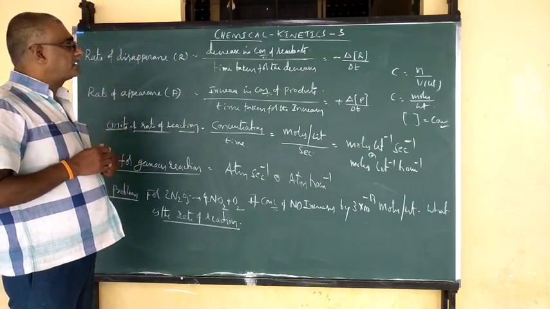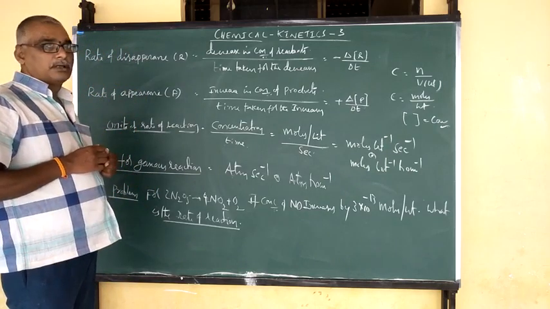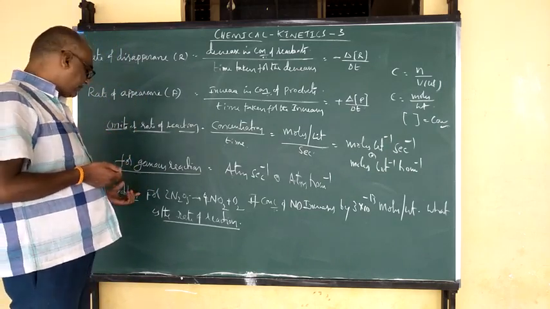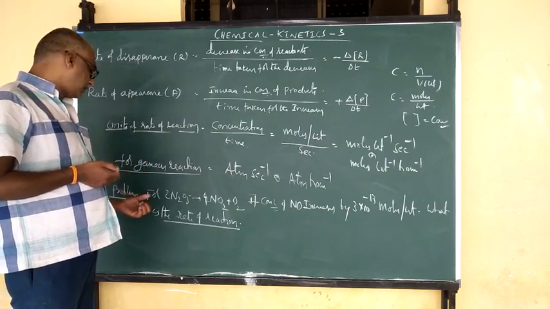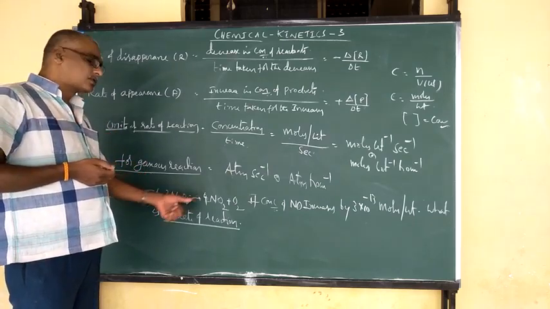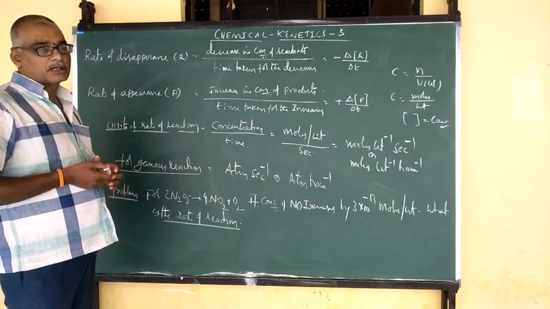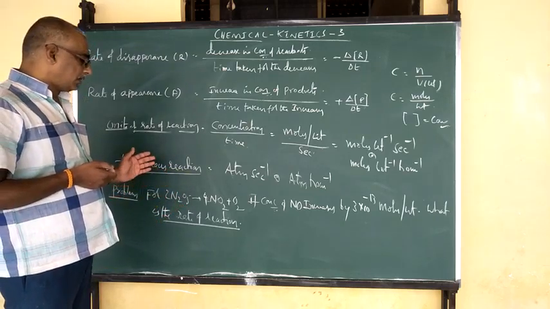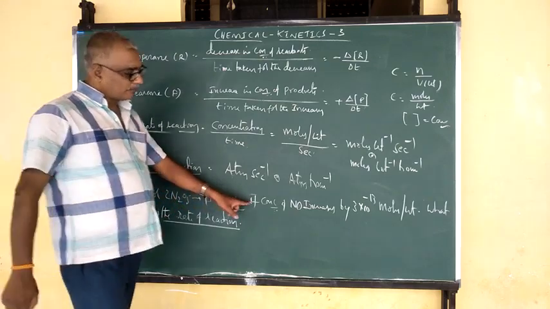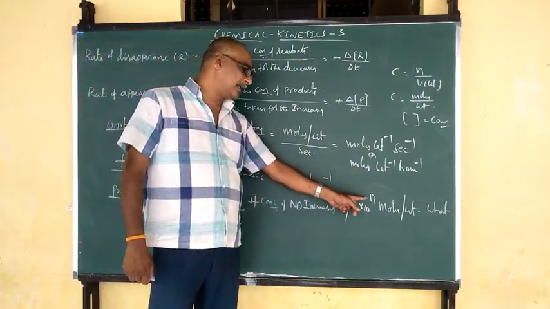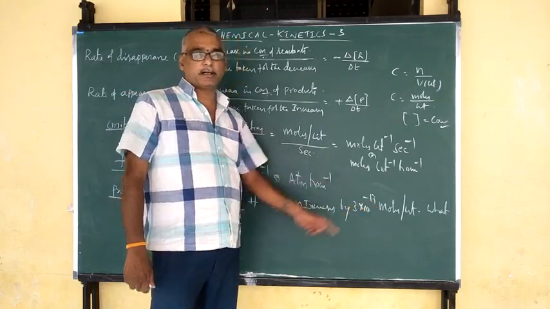Yesterday I already discussed appearance and disappearance. Now I am taking one example problem. For 2N2O5 gives 4 moles of NO2 and 1 mole of oxygen will be liberated. So if the concentration of NO2 increases by 3 into 10 power minus 13 moles per liter.